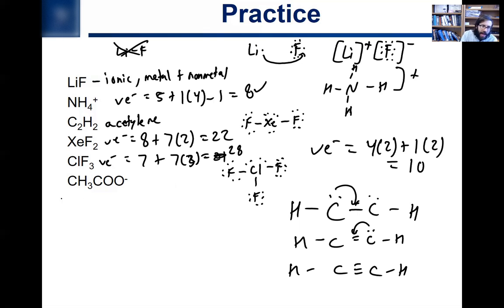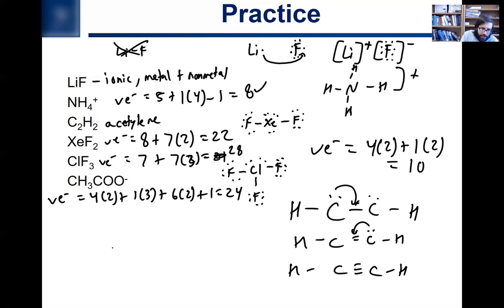Last one is acetate. Valence electrons. We have 2 carbons here, so each of those is worth 4. We have 3 hydrogens, each worth 1, and we have 2 oxygens, each worth 6, and then we have a -1 charge, so we have to add 1. That's going to get us 8, plus 3 is 11, plus 12 is 23, plus 1 is 24.